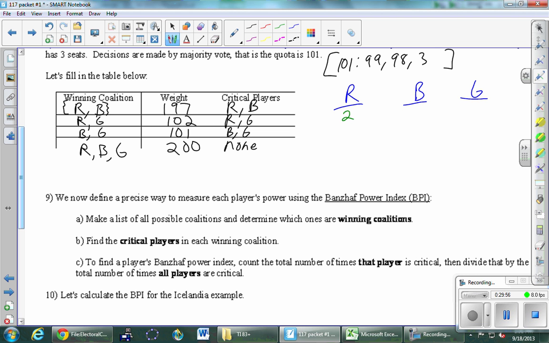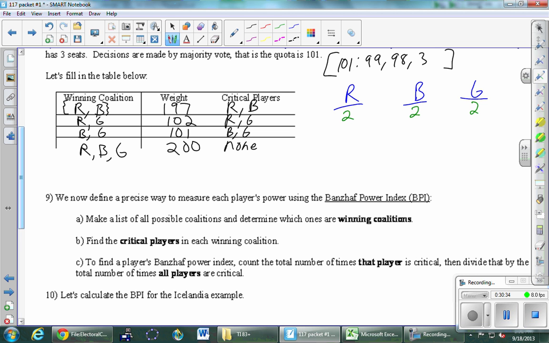And how many times is B in my critical players list? 2. Also 2. And G is also 2. Okay, so even at this stage, we get kind of this surprising result. How do the powers of these three people compare to each other? Kind of looks like they're tied. Kind of looks like they're all equal. They're each important, they're each critical twice, which is surprising because green had only 3 votes compared to the 99 votes that red had. But the way it was set up, green was important just as often as red was.